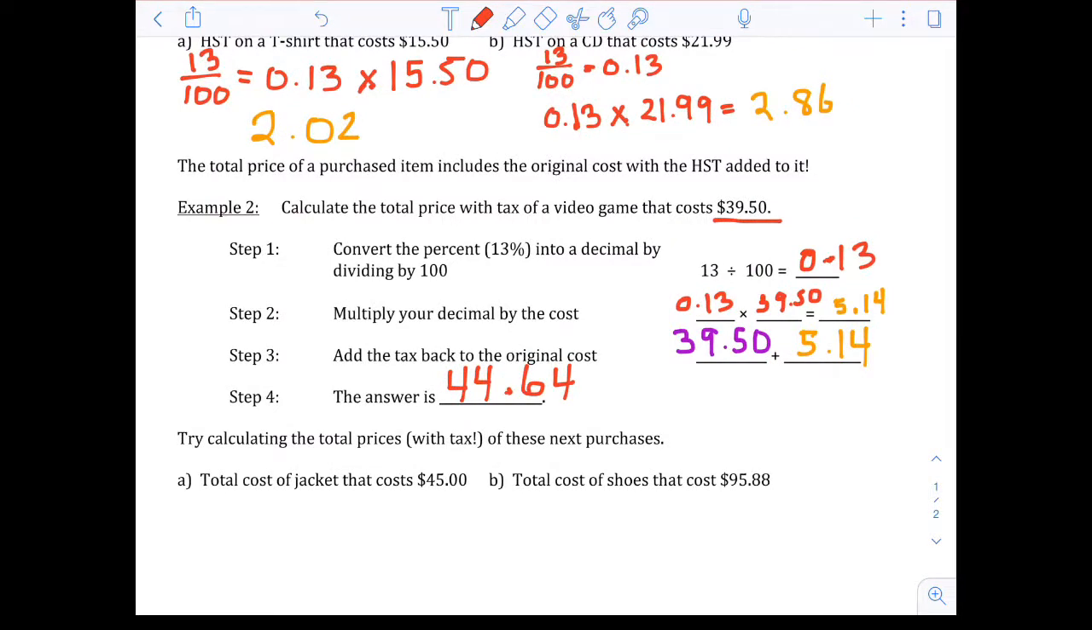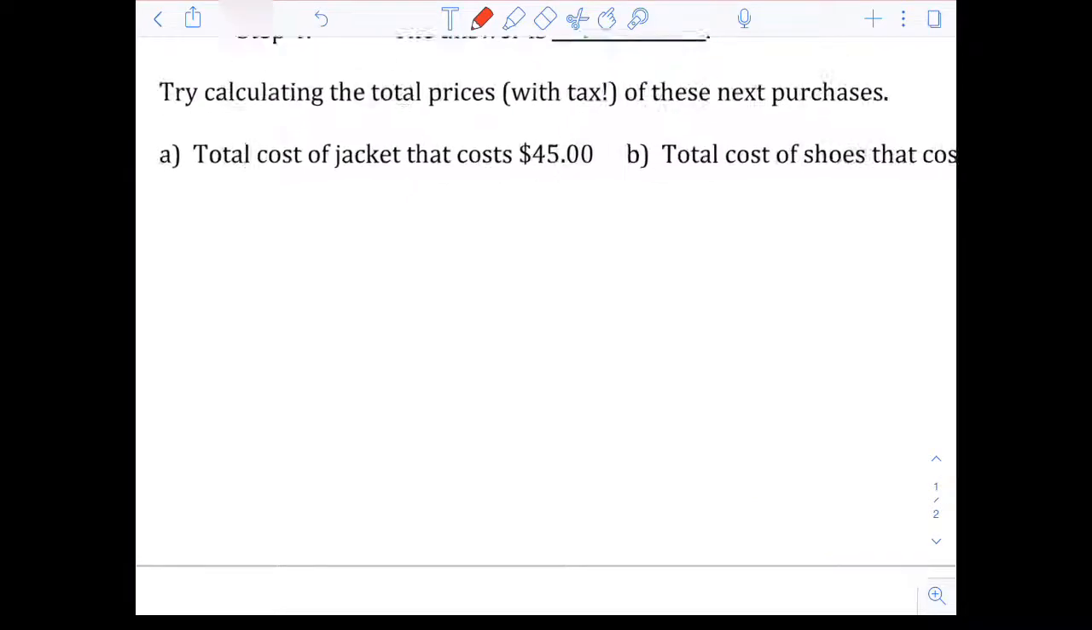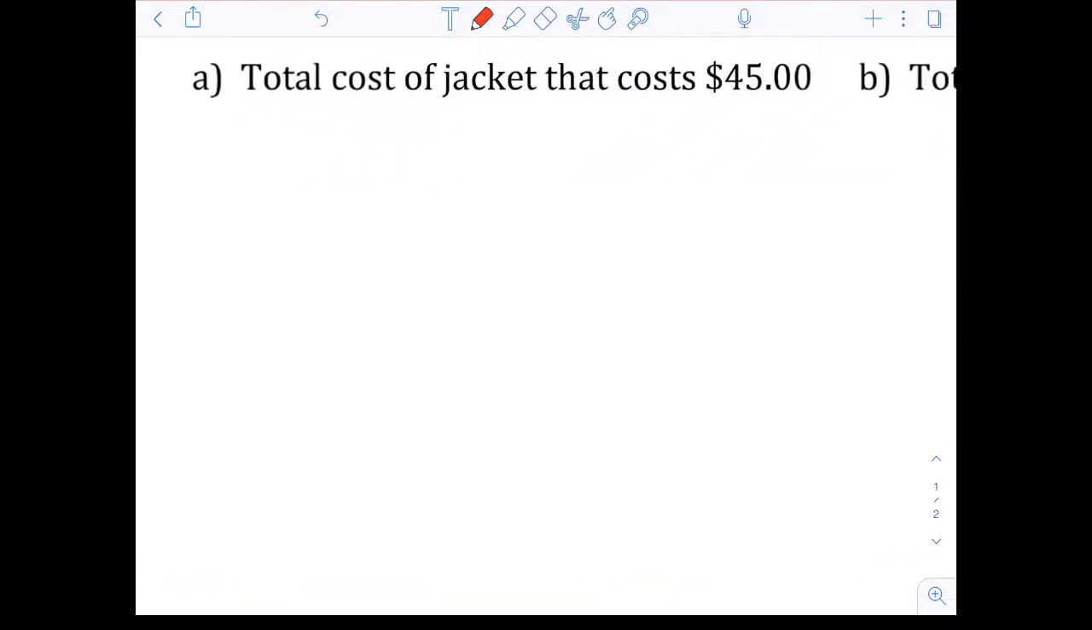So let's try the last two down here. You can give it a shot on your own if you want by pausing it, but I'll continue along, but feel free to pause it and give it a shot on your own to see what we get. So what we're going to do here is we're going to calculate the tax of $45 because our jacket that we're buying is $45. So you might already know that 0.13, that's 13%, multiplied by $45. And when I put that into my calculator, I get $5.85.